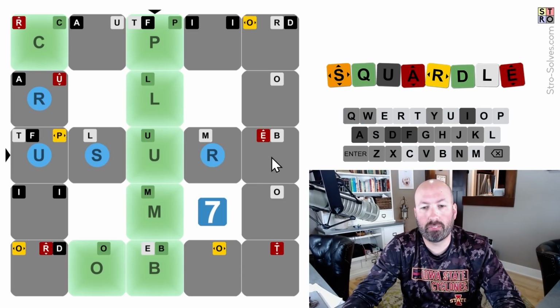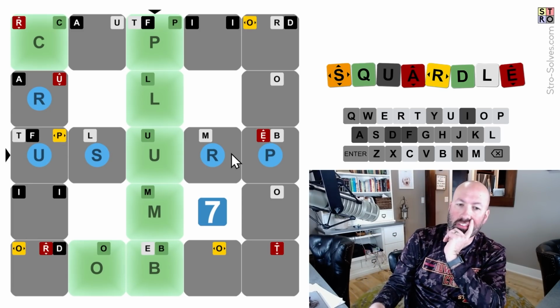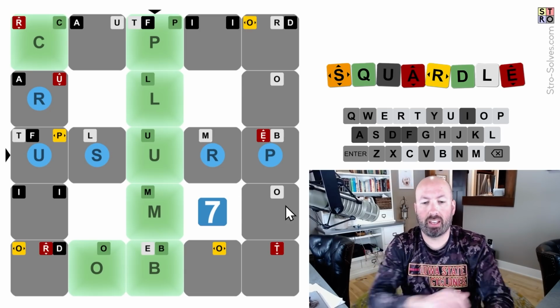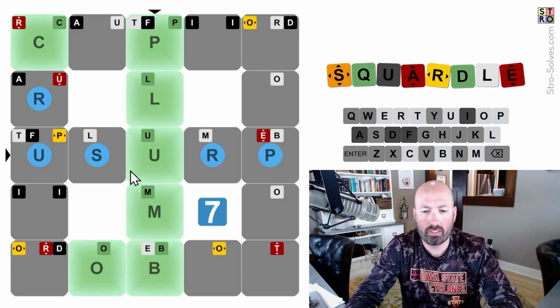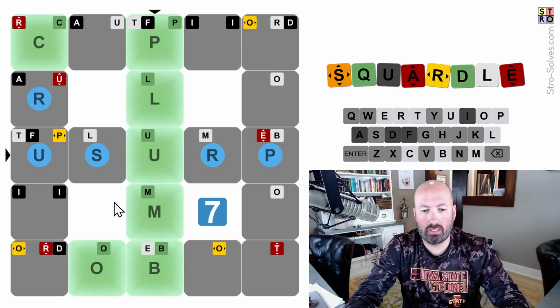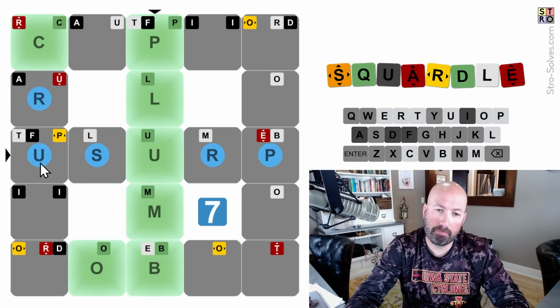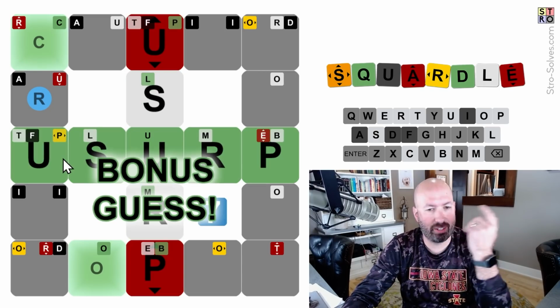Usurp. It's gotta have a P. Usurp. Oh wow, that would be an obscure word, but we actually haven't used an S at all yet, have we? I don't think we have. So yeah, the keyboard tells us we haven't used an S yet. So usurp seems like a good guess. Yeah, let's do usurp. Okay, that's what it was.